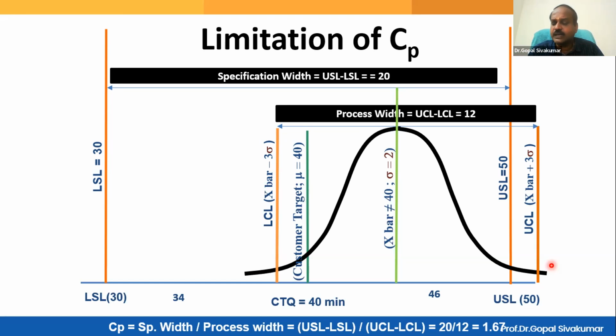What is the limitation? X bar is not included in the formula. Quality is always a function of central tendency and variability, and the central tendency is not included. So don't look at CP alone. Better look at CPK straight away. My simple suggestion: look at CPK, and CP will be automatically taken care of. But I will also tell you the purpose of CP.